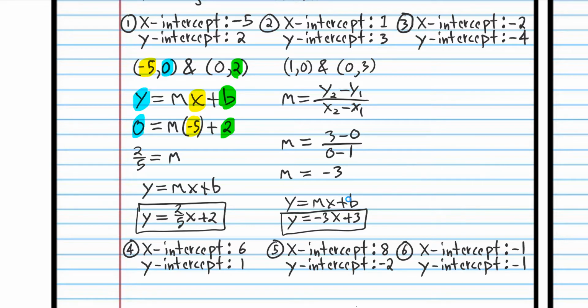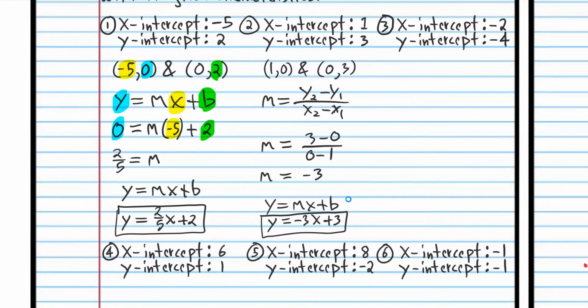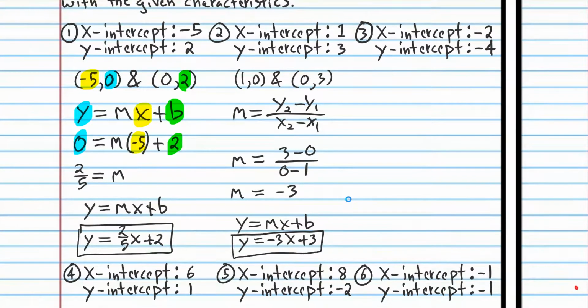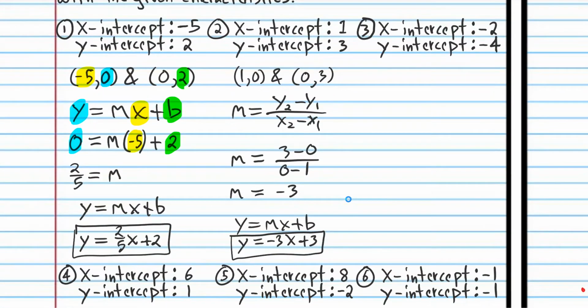Again, there's often multiple ways to do these problems. All right, so let's do number 3, and then you can do the next 3 problems on your own. So again, we have the x-intercept is -2, 0. The y-intercept is 0, -4.